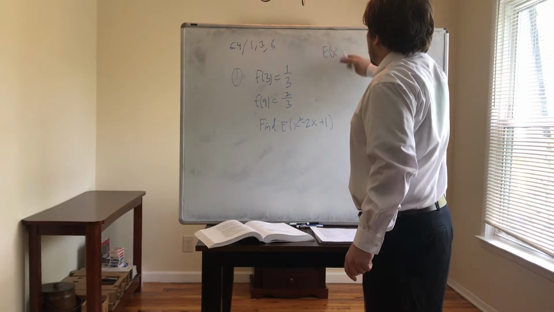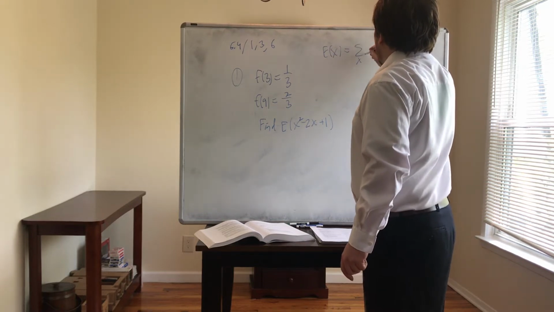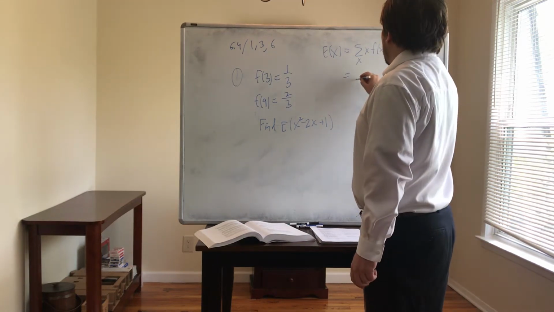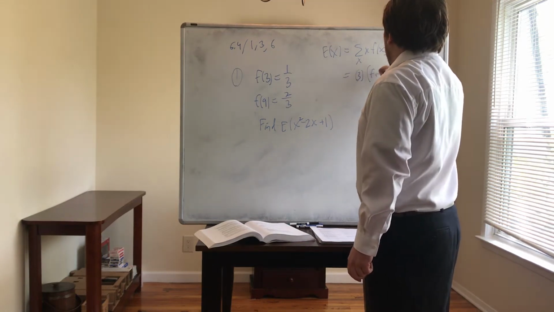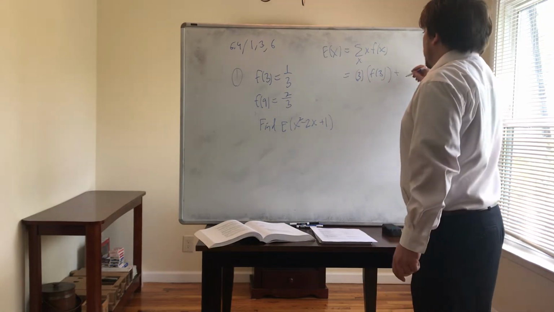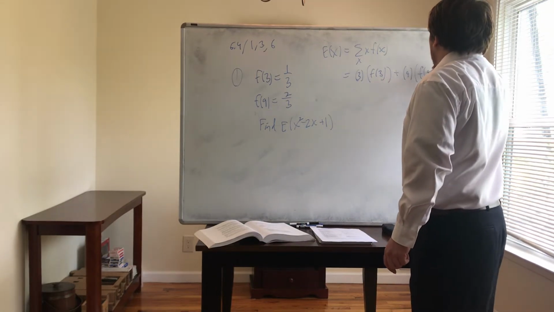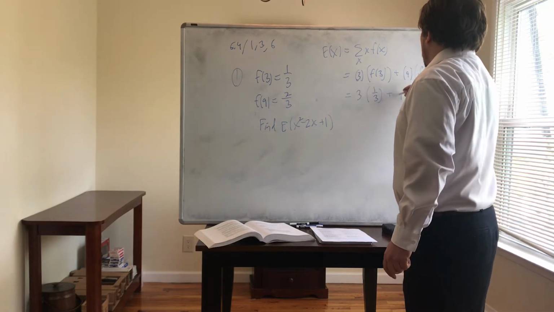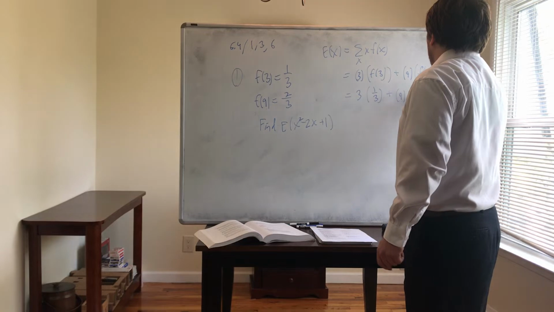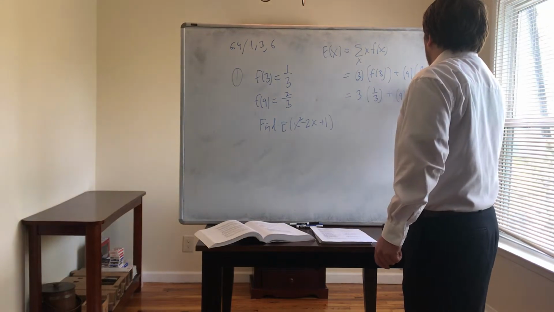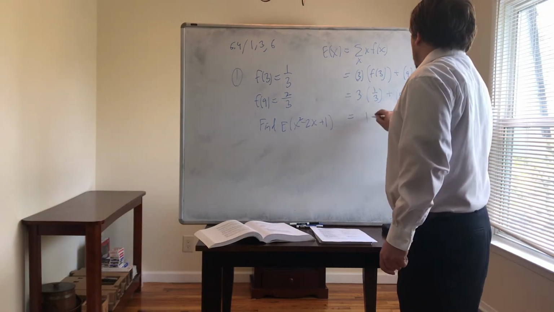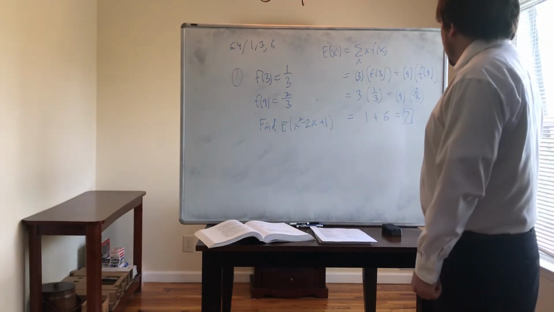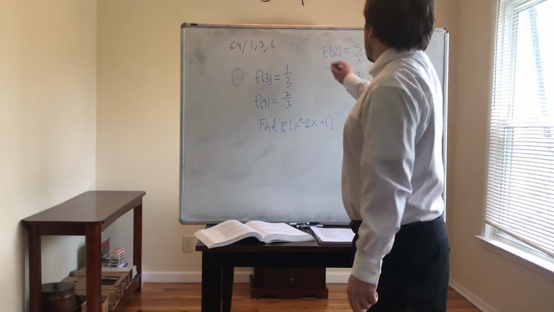Okay, so let's find e of x. E of x is equal to the sum of all possible values of x times f of x. This is equal to 3 times f of 3 plus 9 times f of 9. And so this is equal to 3 times 1/3 plus 9 times 2/3. And so then this will equal 1 plus 6, which is 7. So e of x is 7.